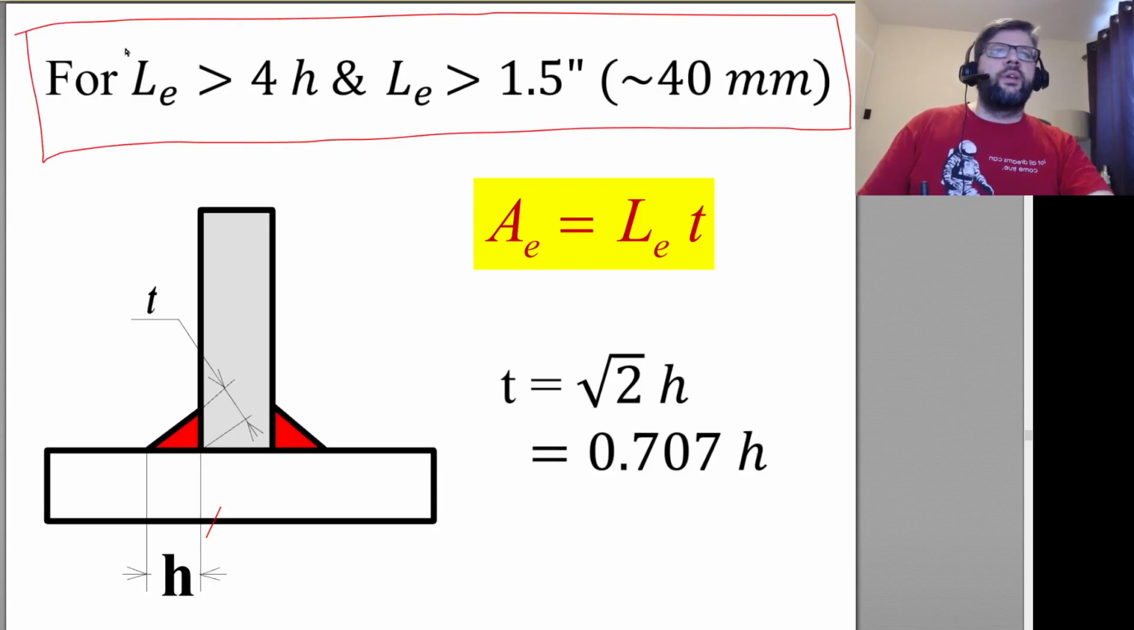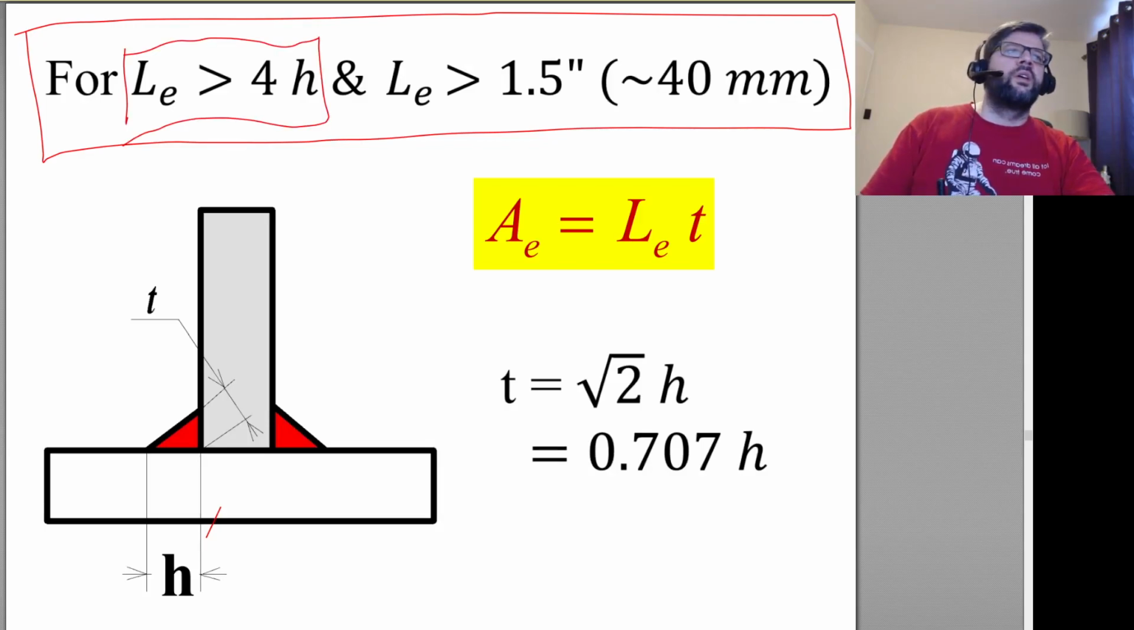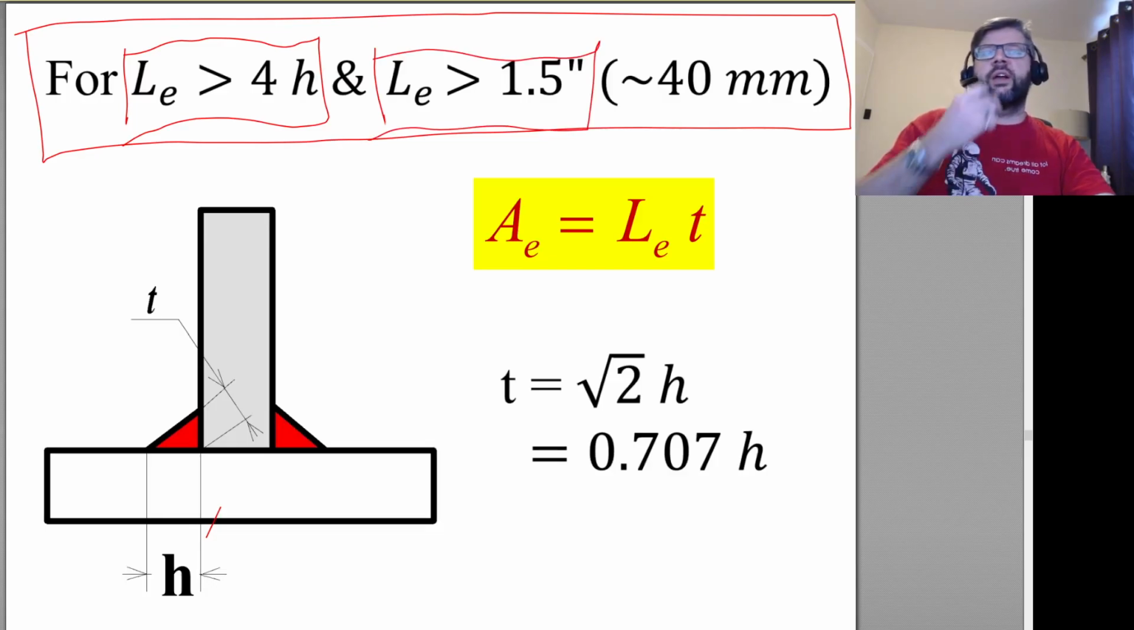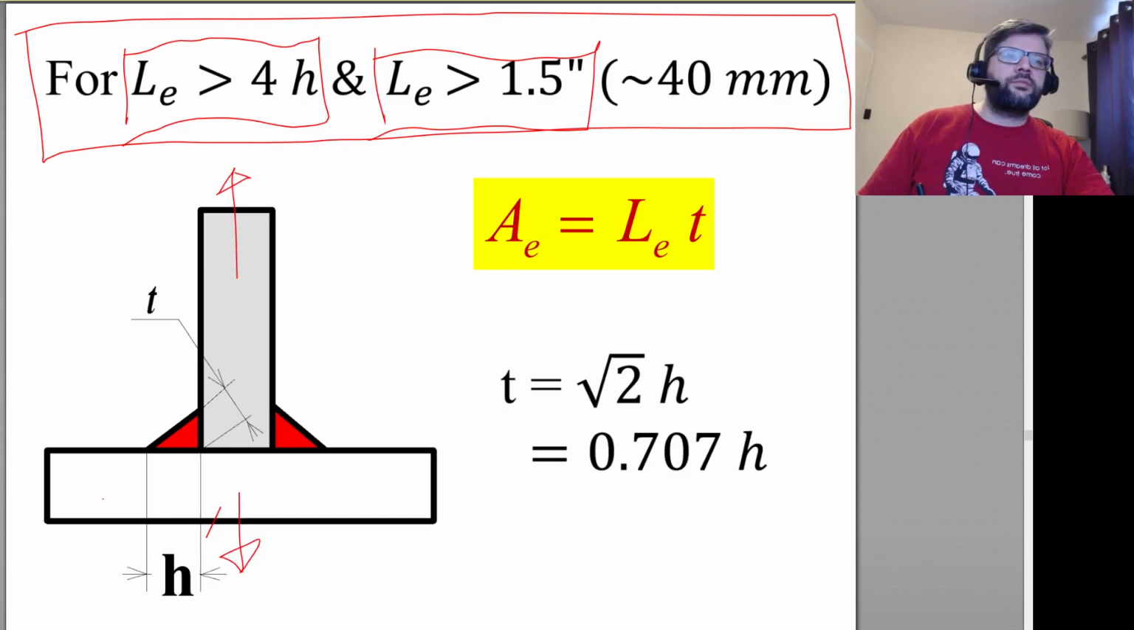So when you have the length over 4 times the height and over 1.5 inches, then we can basically figure out what the cross-sectional area of the weld is. So basically, it's safe to say that the loading that occurs, if you apply a force here, and you're holding these down, and again at this weld, you're going to get some tensile force here, and you're going to get a shear force here.